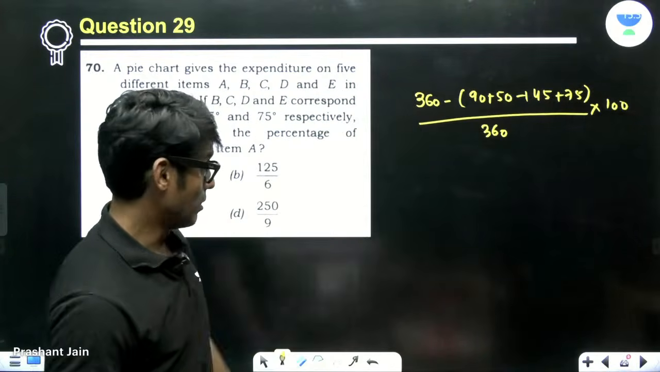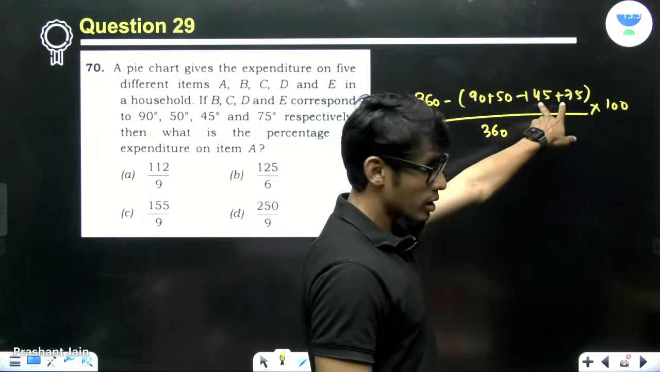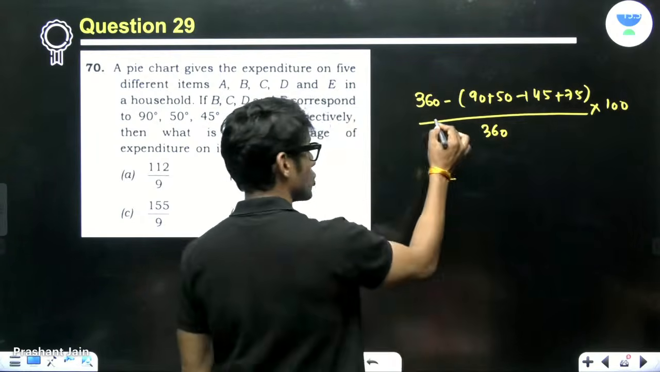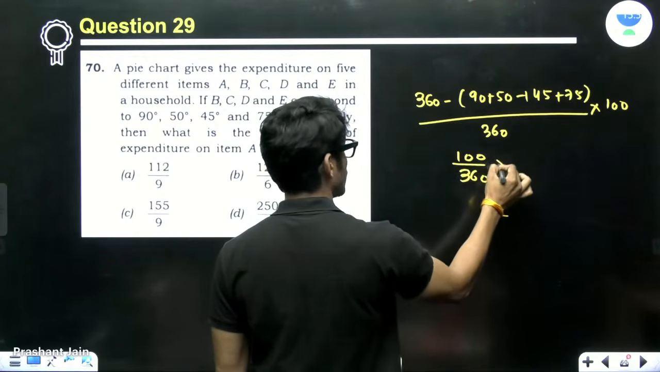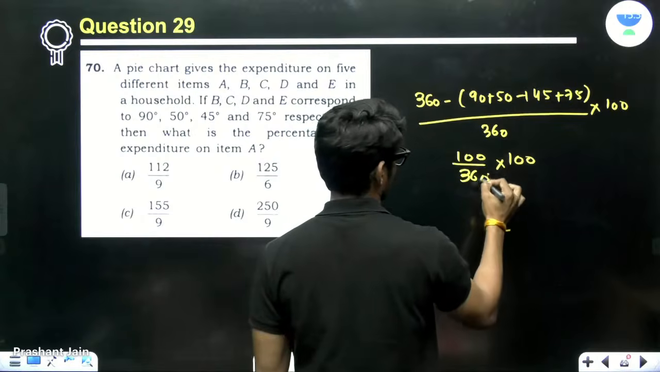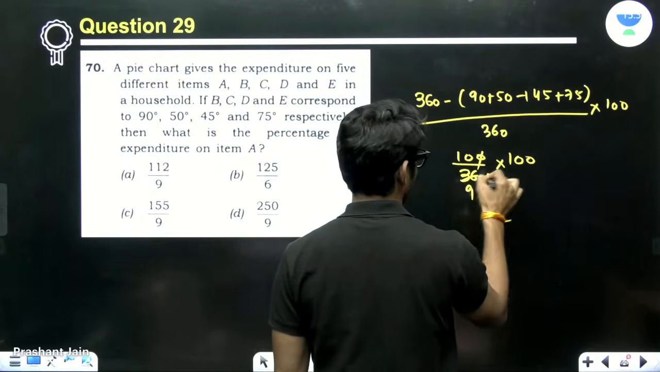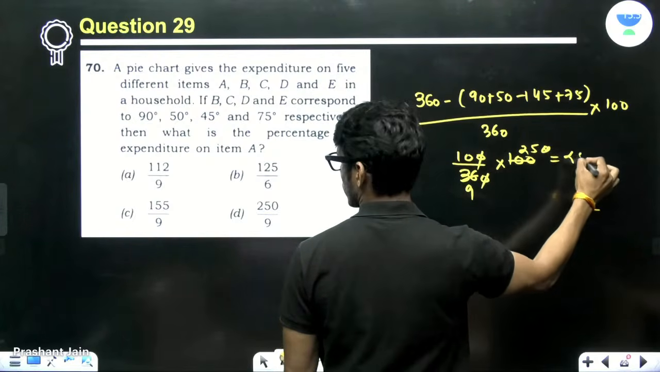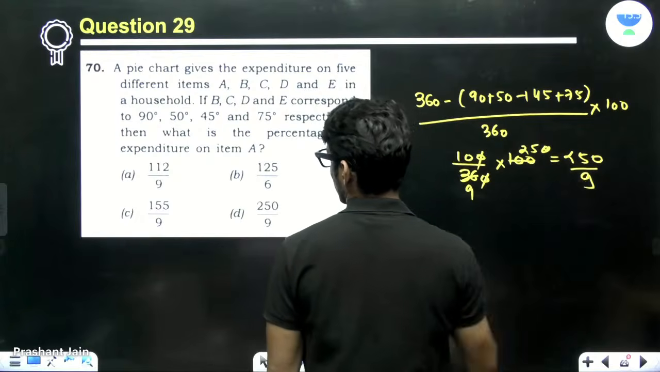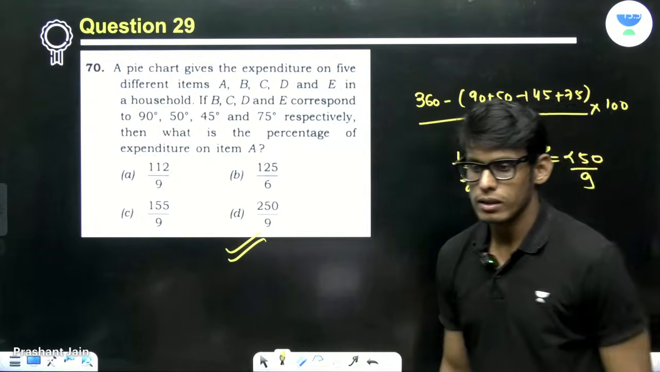You just have to add 140 plus 120 is 260, and 260 upon 360 into 100. That gives 250 by 9. D option.